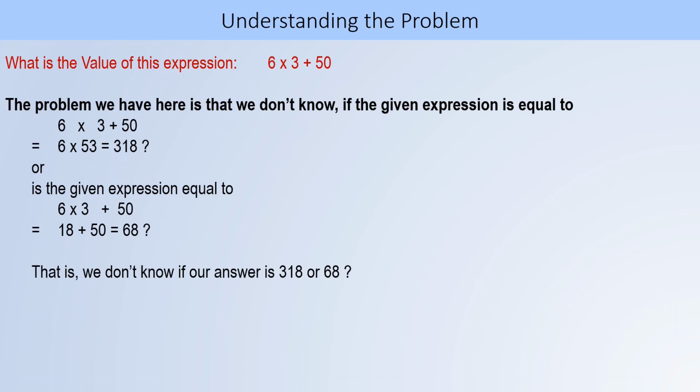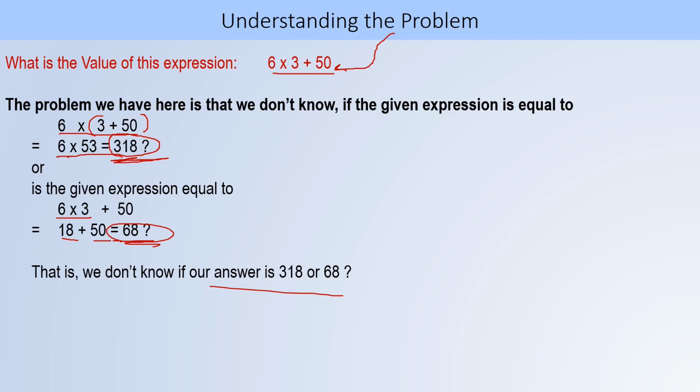But what exactly is the need for the order of operation? Why do we need it? To understand this issue, let's see this example. Here we have 6 multiplied by 3 plus 50. If we solve it as 6 multiplied by 50 plus 3, that is 6 into 53, we get 318. But in the other way, if we multiply 6 and 3 first, we get 18 plus 50, which is equal to 68. So we don't know which is the correct answer, 318 or 68.